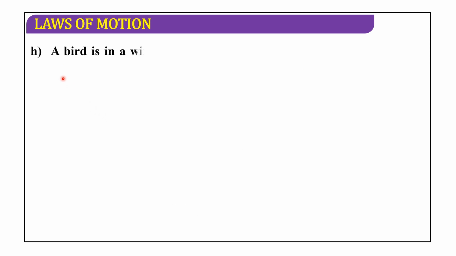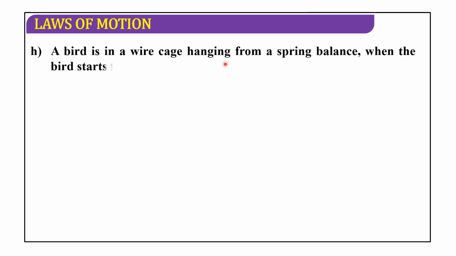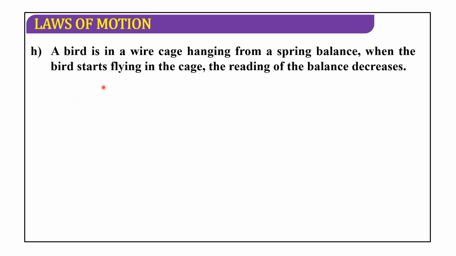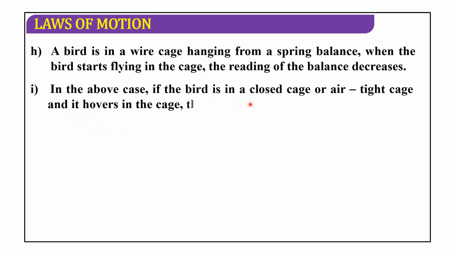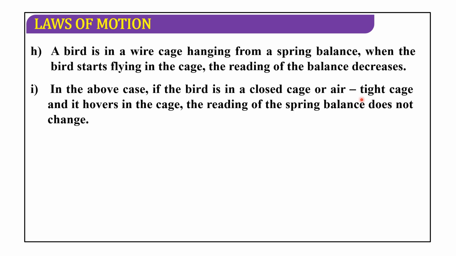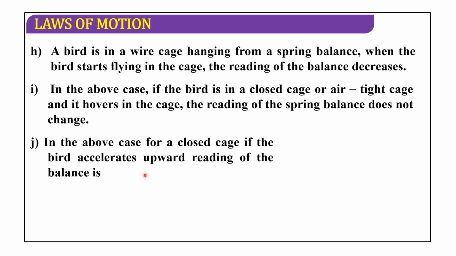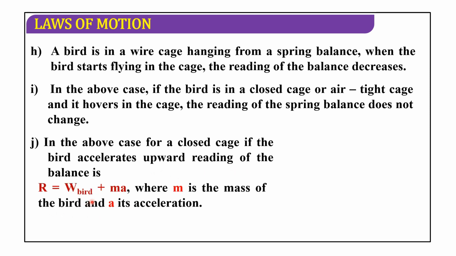Next, a bird is in a wire cage hanging from a spring balance. When the bird starts flying in the cage, the reading of the balance decreases. In the above case, if the bird is in a closed or airtight cage and it hovers in the cage, the reading of the spring balance does not change. For a closed cage, if the bird accelerates upward, the reading of the balance is R equals W plus ma, where m is the mass of the bird and a is the acceleration.